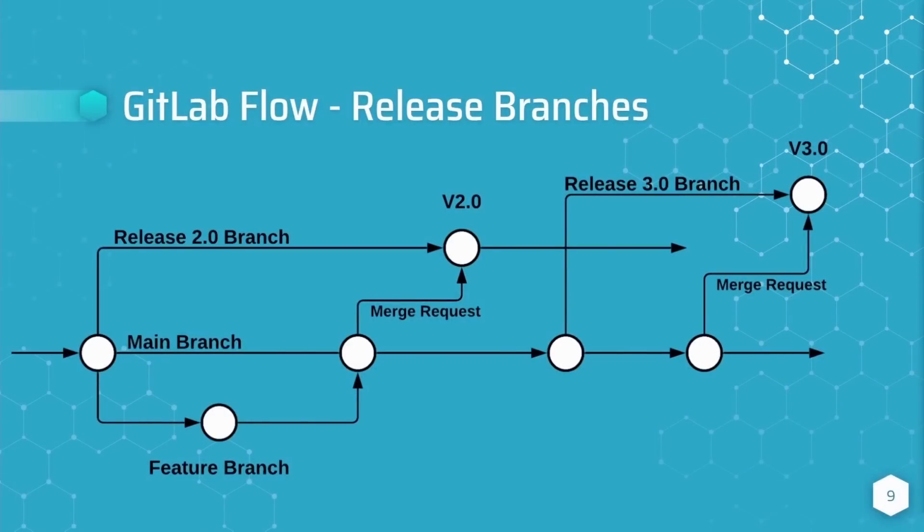The second variation of the GitLab flow utilizes release branches instead of environment branches. You should use this variation of the workflow only if you're releasing software to the outside world. For instance, if you are developing an open source project. This variation is similar to the first in that you branch off of the main branch into feature branches and then merge back into main.